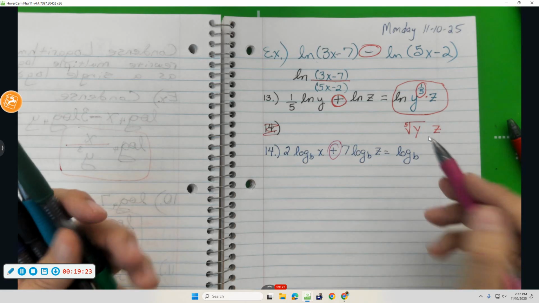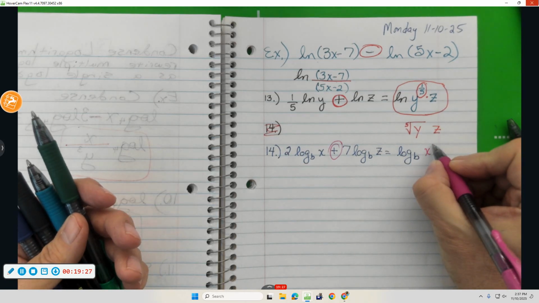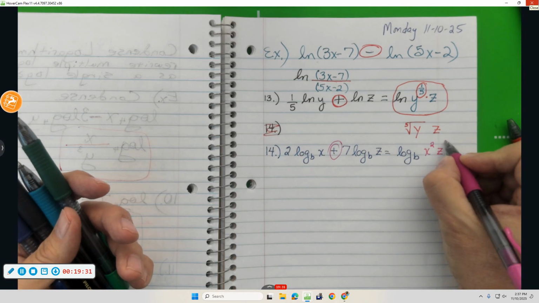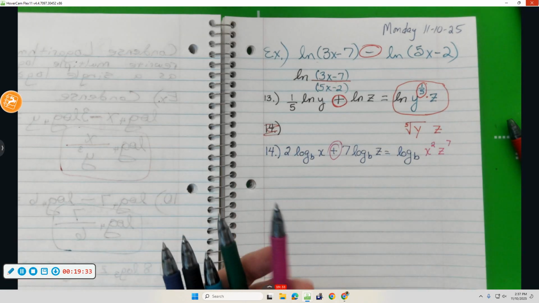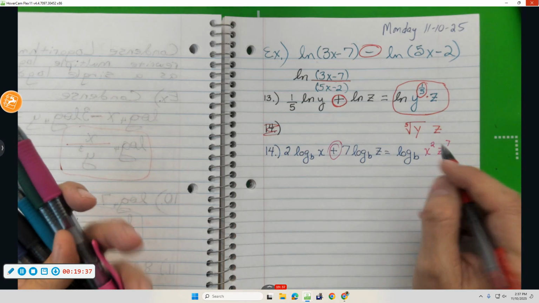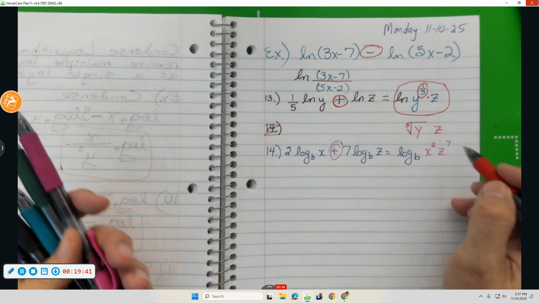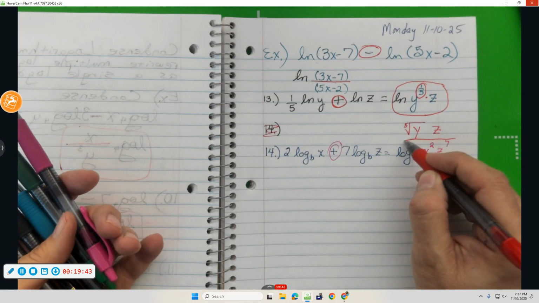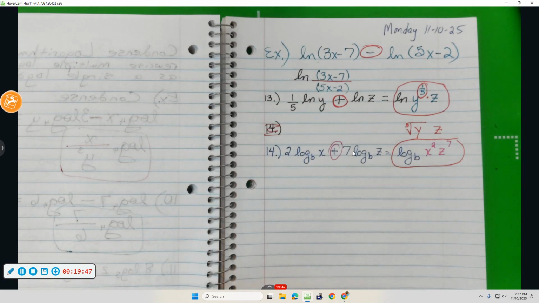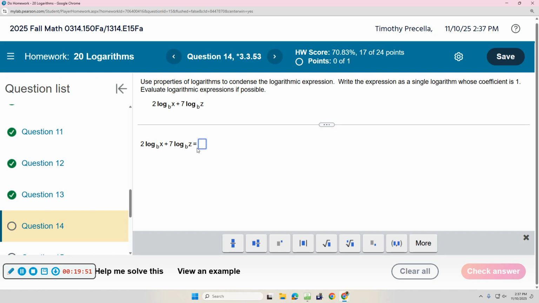Call it out. What am I going to write? X squared and z to the 7th. Okay. Now, my habit is to put a little red dot there, but I won't since the red dot gets counted wrong. So log base b of x squared z to the 7th. Log.